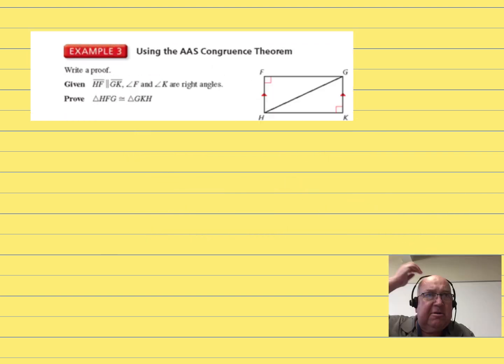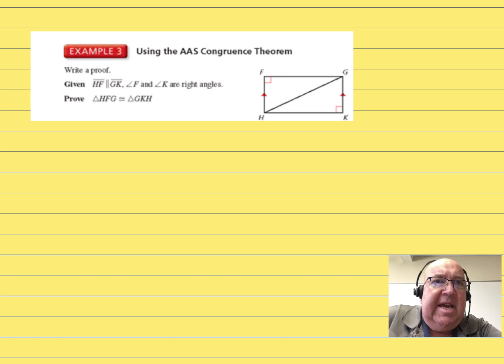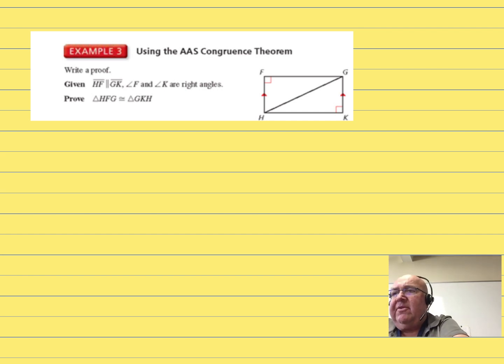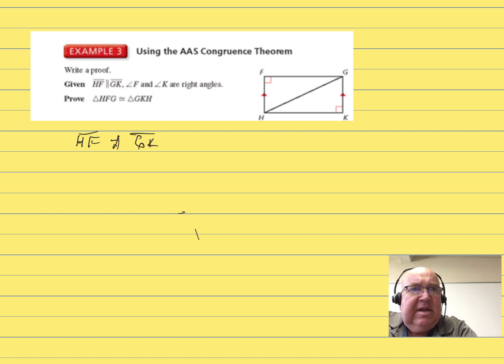Alright, looking for... Okay, so here we have H and G. HF and GK are parallel lines. Angles F and K are right angles, and we want to prove that the two triangles are congruent, HFG and GHK. So we're going to look here first. We're going to put that HF is parallel to GK, and that was given to us.